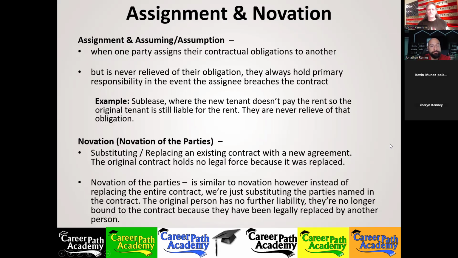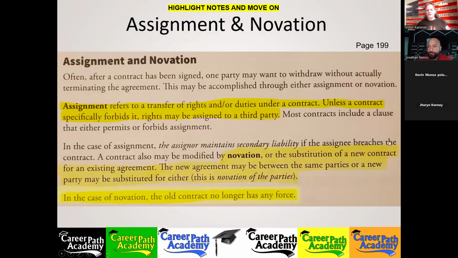Okay, good. So here's what you get in the book. Assignment refers to the transfer of rights or duties under a contract. Unless a contract specifically forbids it, rights may be assigned to third parties. Novation is a substitution of a new contract for an existing agreement. The new agreement may be between the same parties, or a new party may be substituted for either. This is novation of the parties. In the case of novation, the old contract no longer has any force. That's the explanation they give in the book.